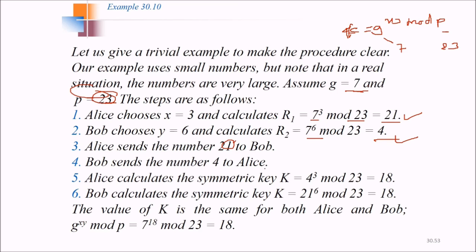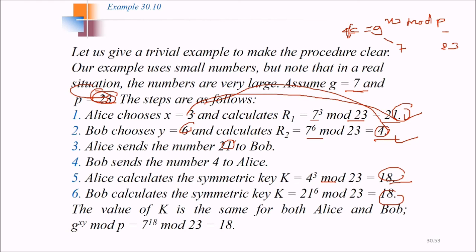So Alice calculates the symmetric key. How? K will be equal to 4, which we have received here, to the power 3, and we take mod with 23, that is 18. And Bob calculates the symmetric key. How? 21, this one, to the power of 6, this one. So 4 to the power of x and 21 to the power of y, and we take mod with 23. So 18 we have received.